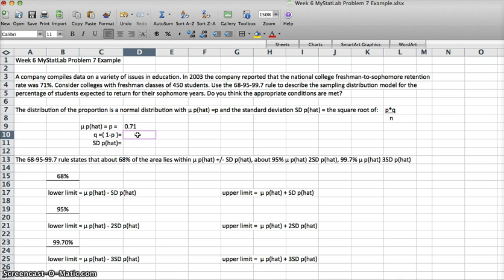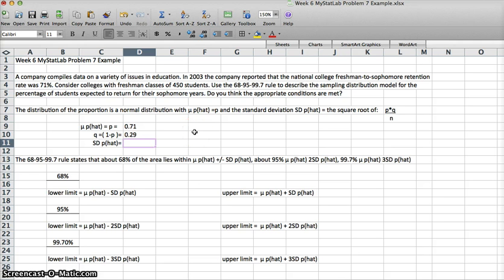Now we need to know Q. Well, Q is simply 1 minus P. So let's use our Excel math here. We'll say equals 1 minus P, hit enter, and there we have it. Q will be 0.29. So now we need to know what the standard deviation of P hat is. So we know that we need to find the square root of P times Q over N. So let's put a formula here and do that.